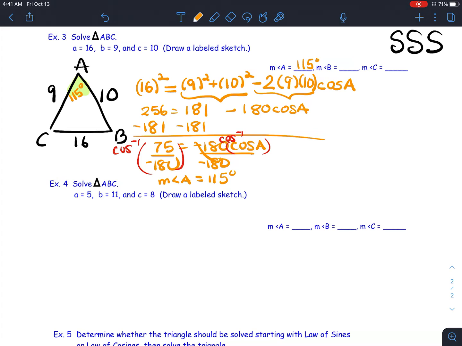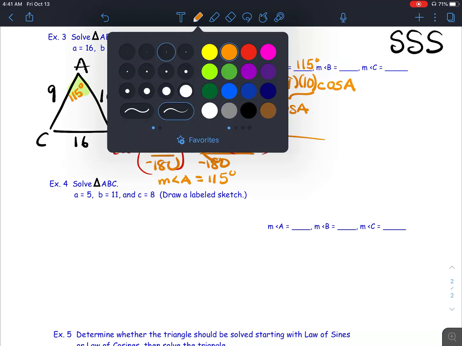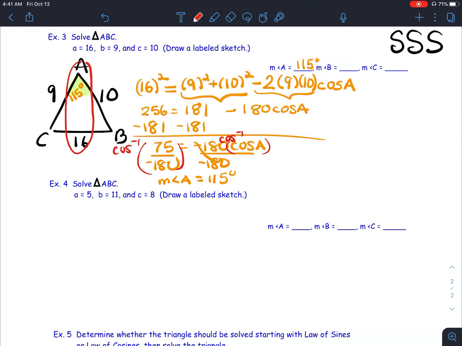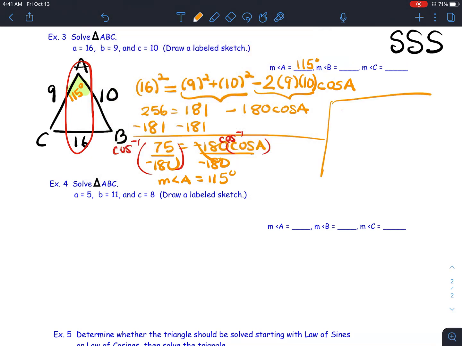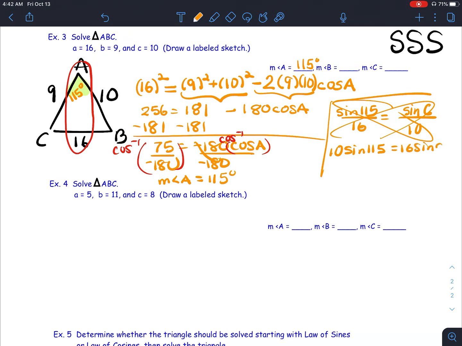Now, the next question is, if you have the largest angle, then you can go ahead and finish this problem by doing the law of sines. So we found the largest angle first, so we can set up our sine of 115 over 16, and I'll pair that up and find the next biggest angle first, which would be angle C, and then we're on our way with just cross multiplying like we're used to.